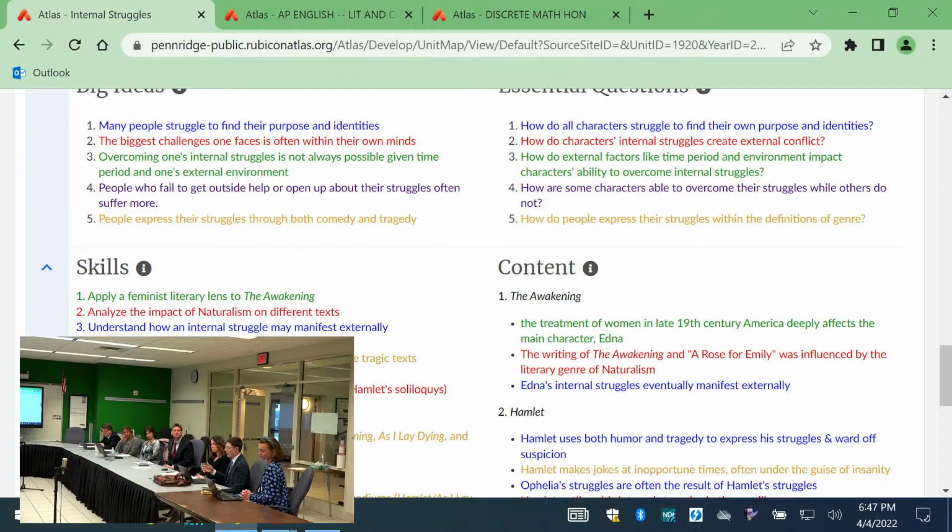Likewise with As I Lay Dying, or even Frankenstein, you can look at that. It's written by a woman but has no major female characters in it. So you can still ask why Mary Shelley decided to do that.